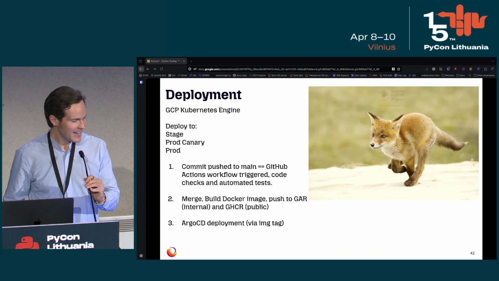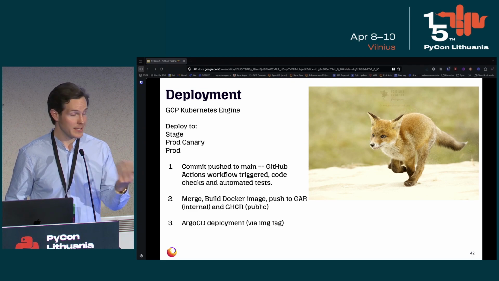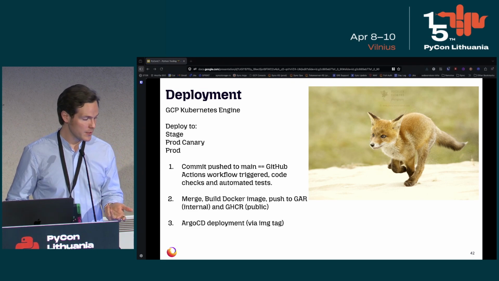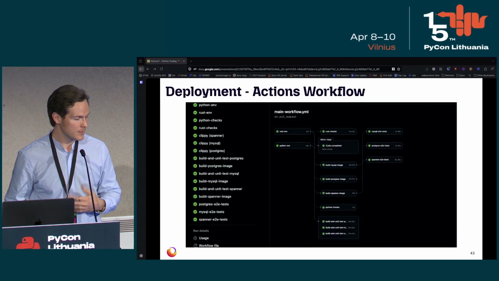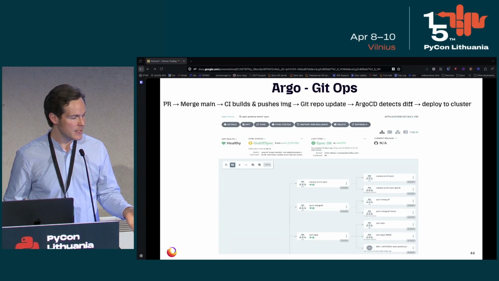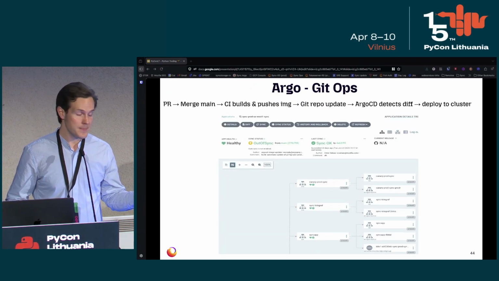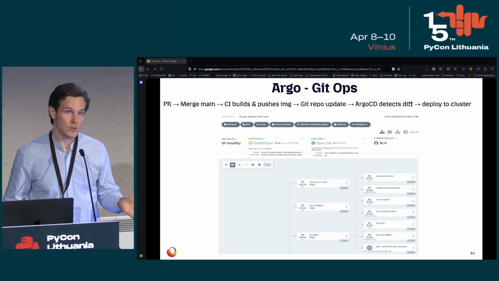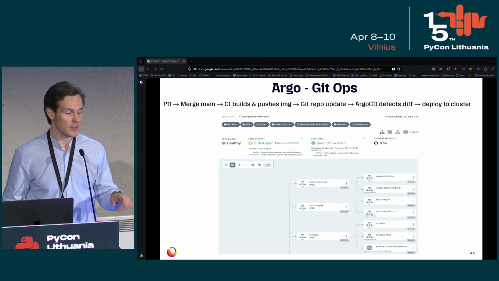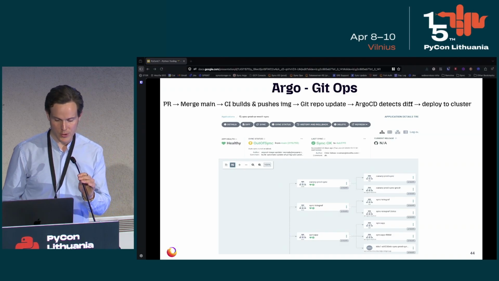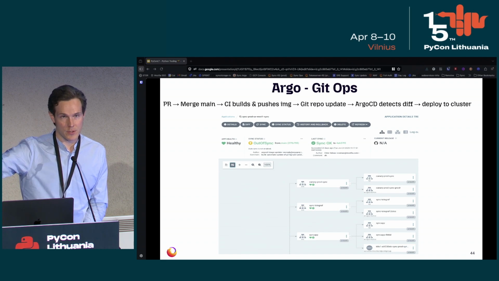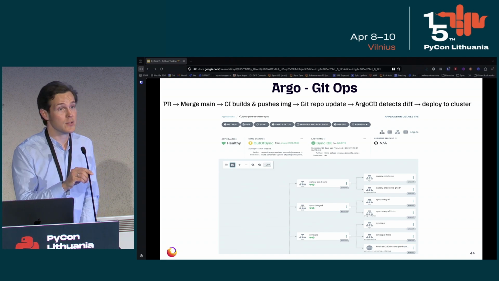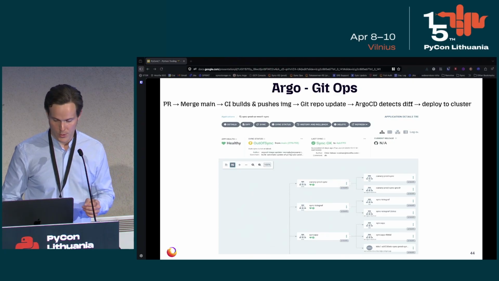That's what matters. Finally, a little bit of our deployment strategy is that we use the GCP Kubernetes engine so that when a commit is pushed to main, the GitHub Actions workflow is triggered. Then we merge the Docker image and push to GAR, and then we use Argo CD for our building. So that again is our Actions workflow. And then essentially once the PR is merged into main, the CI builds and pushes an image. There's a GitHub repo update, and then Argo CD is able to pick up the differentiation between the two. Then after that, you can decide to deploy to the cluster, and our strategy is usually always to push to the stage environment first. And we also have the ability to invoke ephemeral environments, which are sort of preview environments, essentially.